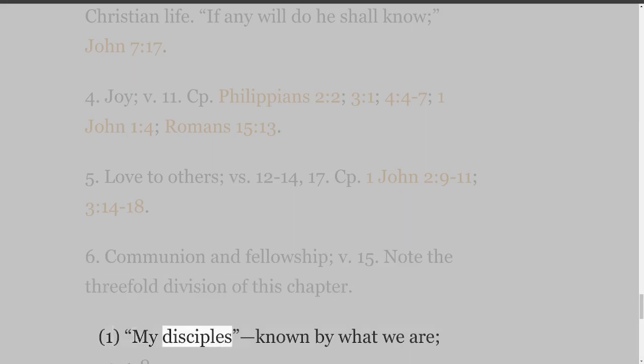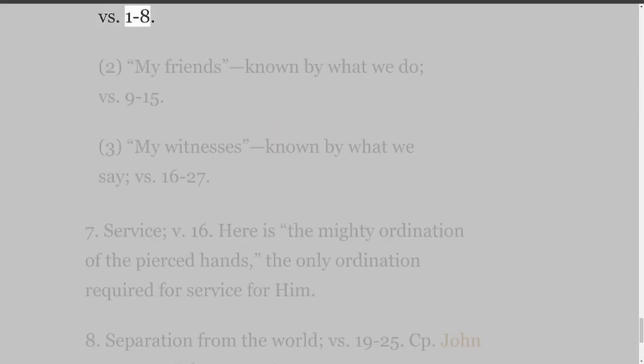1. My disciples, known by what we are, verses 1 to 8. 2. My friends, known by what we do, verses 9 to 15. 3. My witnesses, known by what we say, verses 16 to 27.